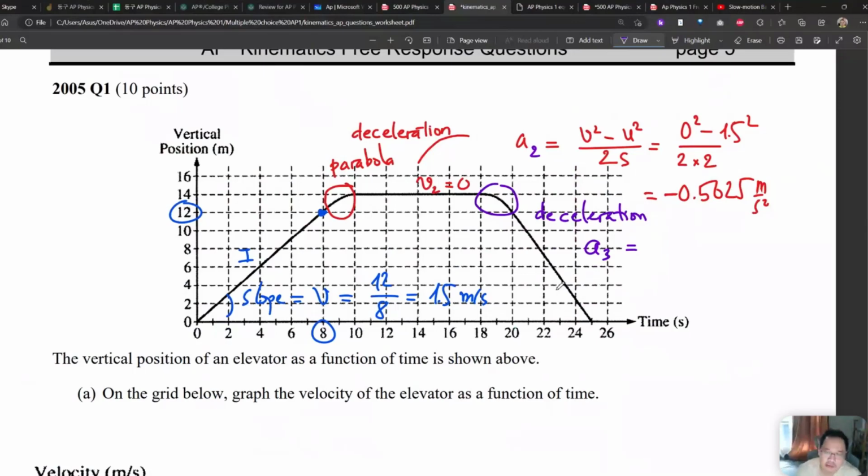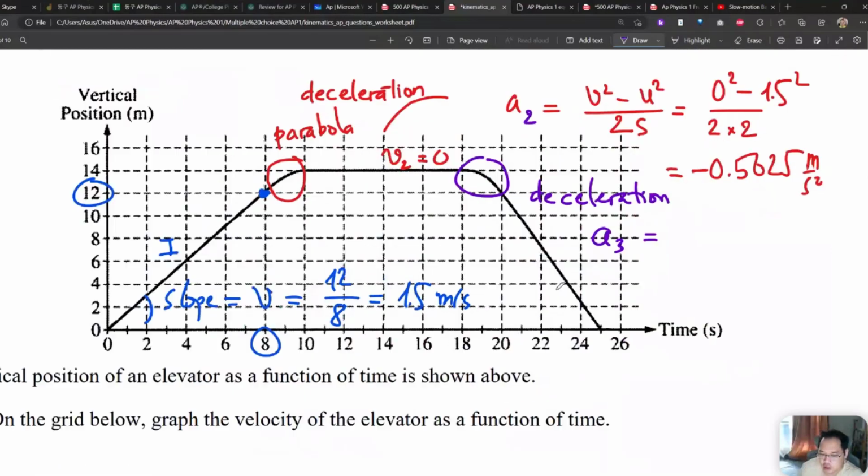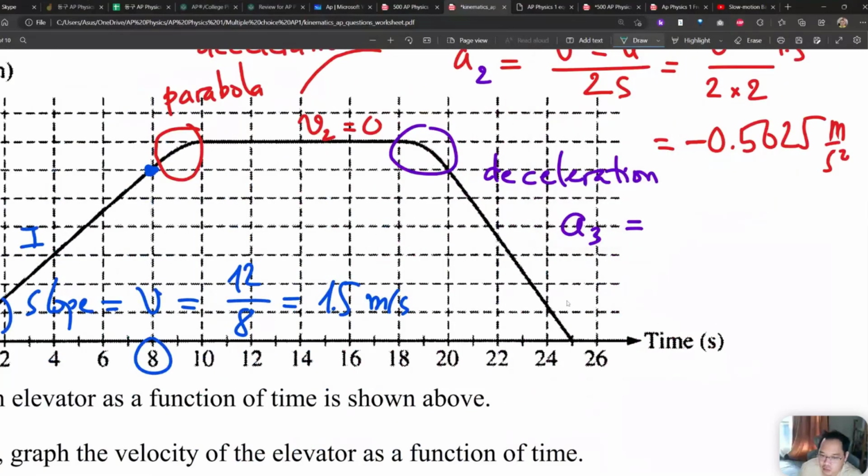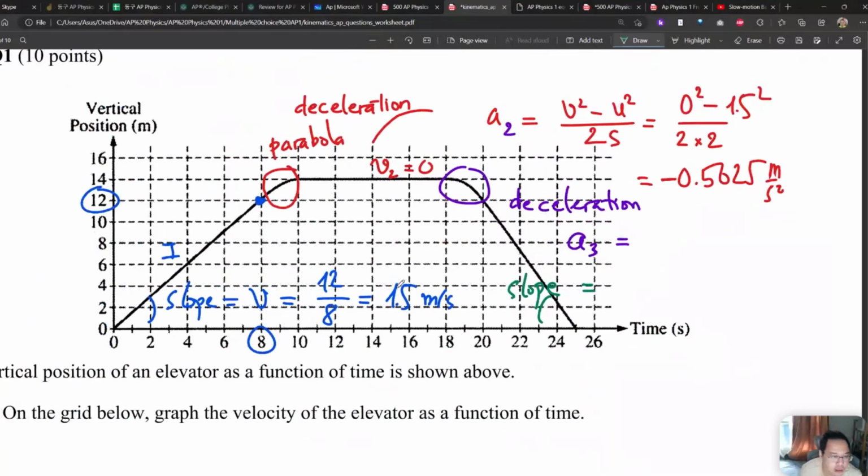Distance is again 2 meters. The final velocity you can calculate by the slope of this graph. The distance is 12 again, from 12 to 0. And the time is from 20 to 26, that is 6 seconds. Time is 4 seconds. Therefore the final speed is 12 over 4, 3 meters per second. Slope equals final speed, V final.